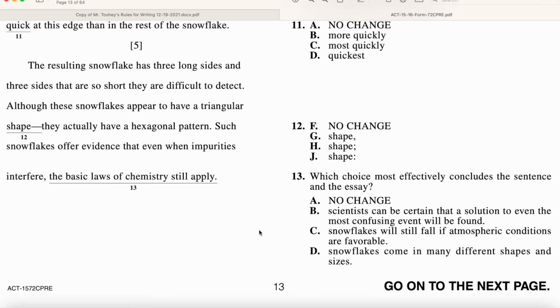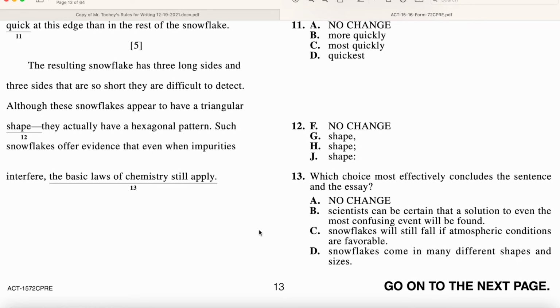Okay, that's sort of the main idea. And that's why you've got to be careful when you're reading this. You've got to really read for meaning and pay close attention to the ideas. That's going to play a role in this question. All these answer choices effectively conclude the sentence. They're all fine. But let's see which most effectively concludes the essay. Look at answer choice A. In fact, let's read that sentence.